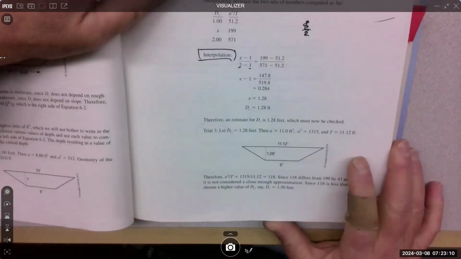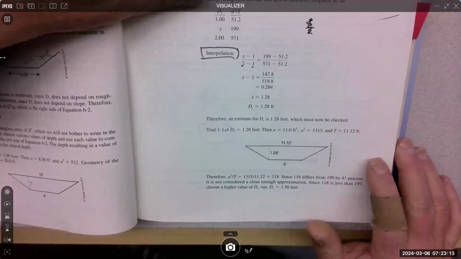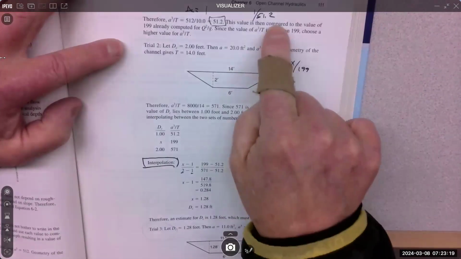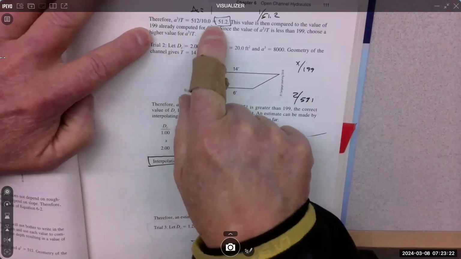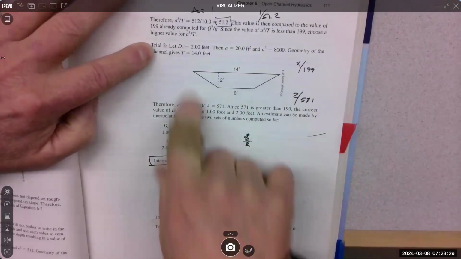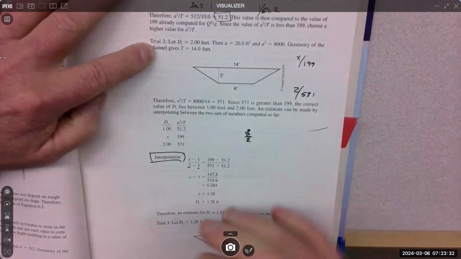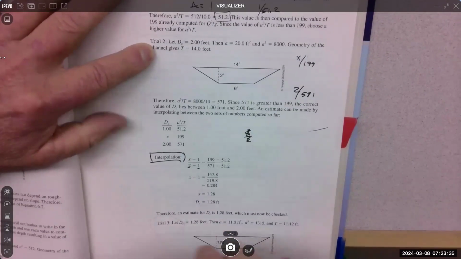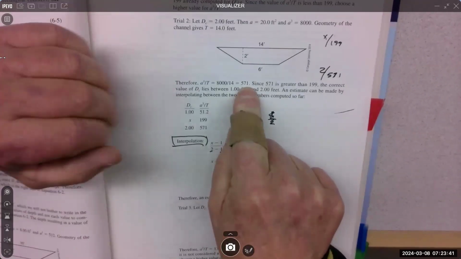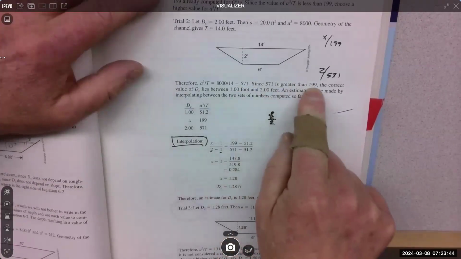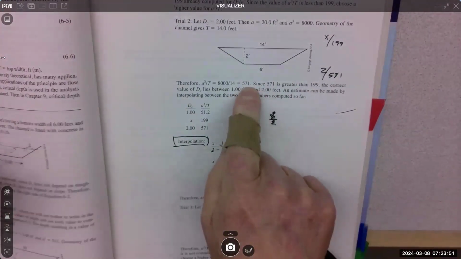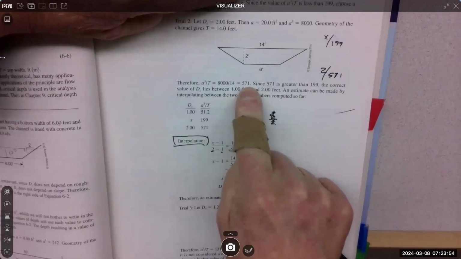All right, so then now that you have those numbers, you can run this A cubed over T and get 51.2. So then it says this value is compared to the value of 199 already computed. Since the value is less than 199, choose a higher value for this number. So then we say, okay, let DC equal 2. Then they go through the same calculation, and for the A cubed over T, they get 571, which is obviously greater than 199. The correct value of D lies between these two. Now, it's a big range, though. 571 to 51.2. It's big.